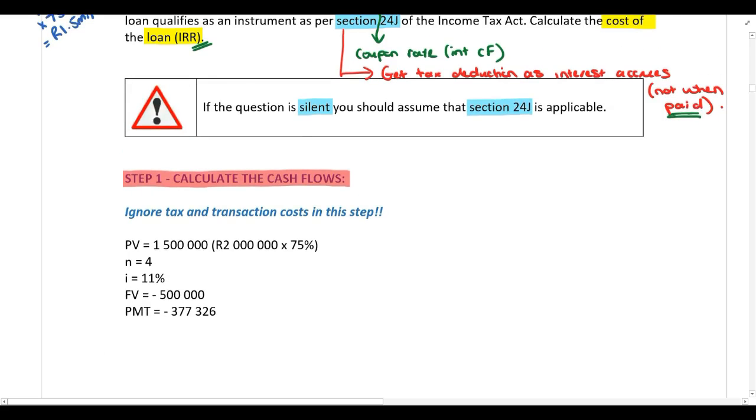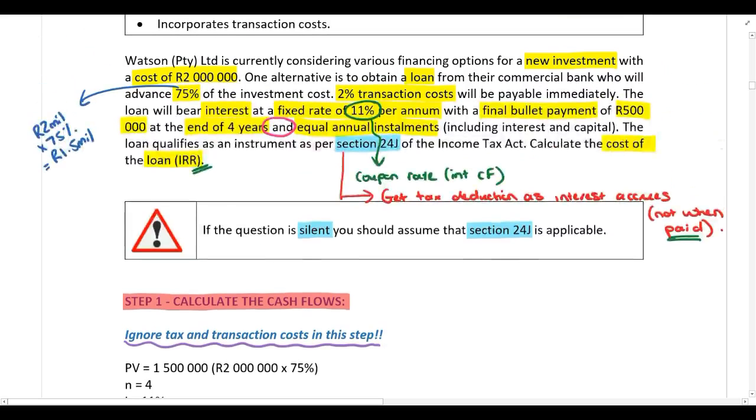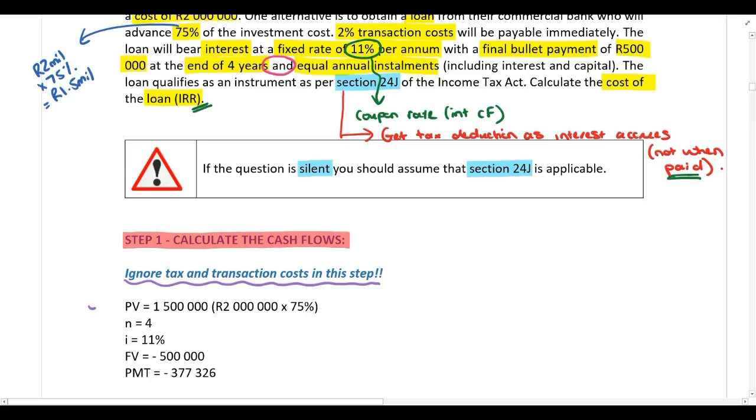Please note, in step one, when you are calculating your cash flows, you ignore tax and transaction costs in this step. So let's look at our cash flows. The commercial bank is prepared to give the company a loan of 1.5 million Rand. So the present value is 1.5 million Rand. The period of the loan is 4 years, so N is going to be 4.